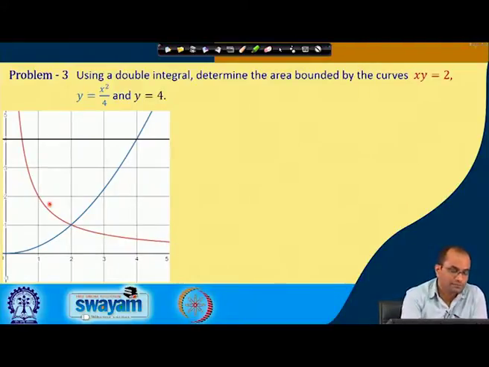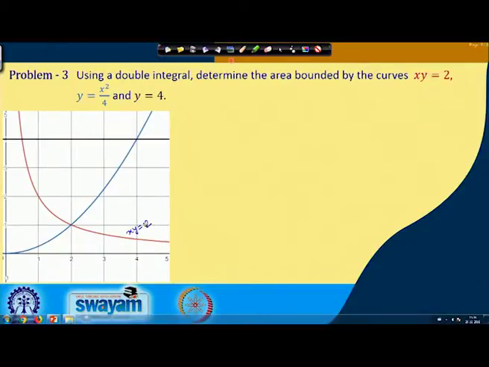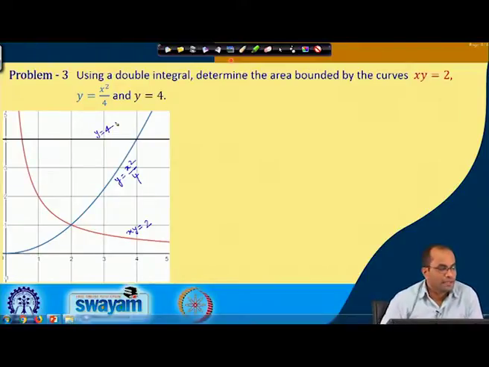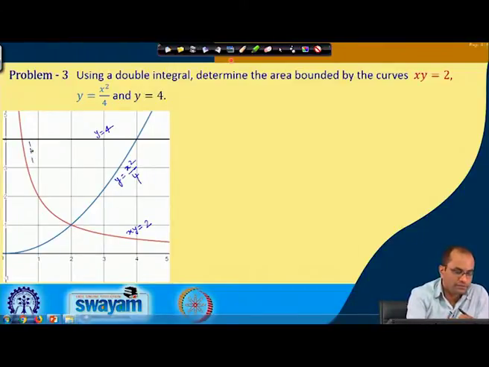So, we have this curve here, xy is equal to 2, and then we have here y is equal to x square by 4, and this straight line is y is equal to 4. So, these three curves and the area bounded by these three curves will be precisely this one here.